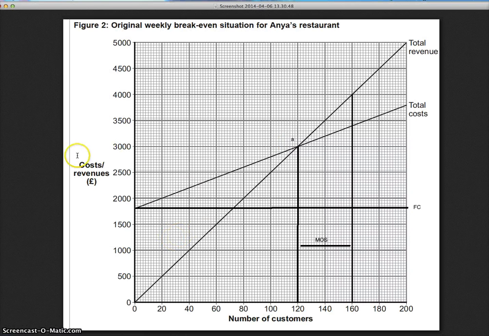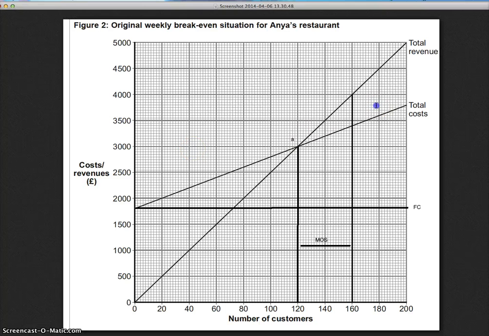Okay, the first thing that we're looking at here is identifying areas of profit and loss. Now remember that everything before the break-even point represents a loss, everything after the break-even point represents a profit, because profit is total revenue minus total costs, and in this section total revenue is higher than total costs. In this section though, total costs are higher than total revenue. So therefore this section here is your area of profit and this section here is your area of loss.